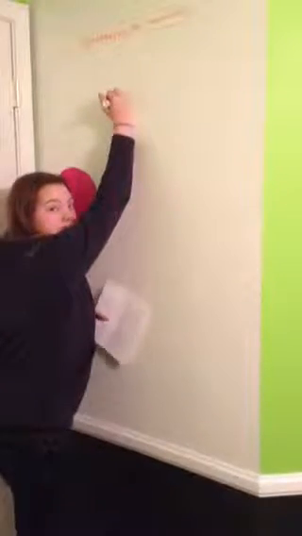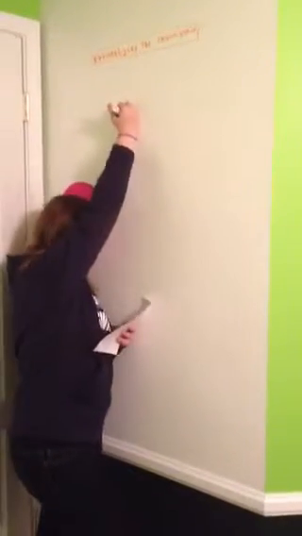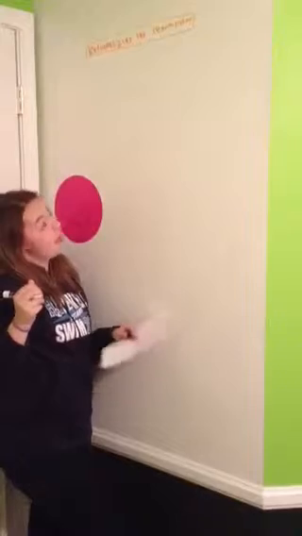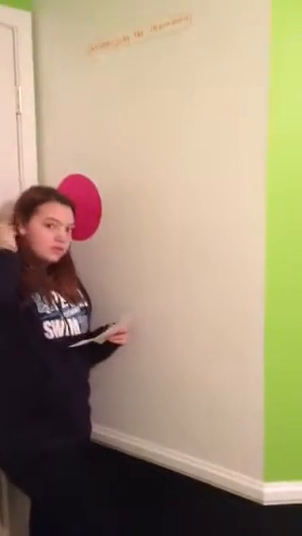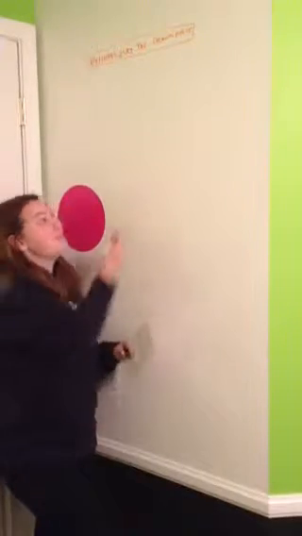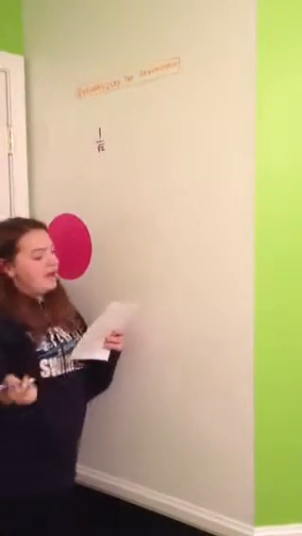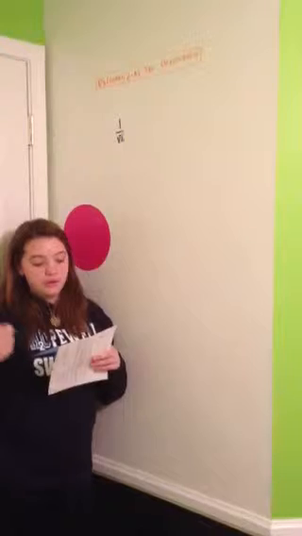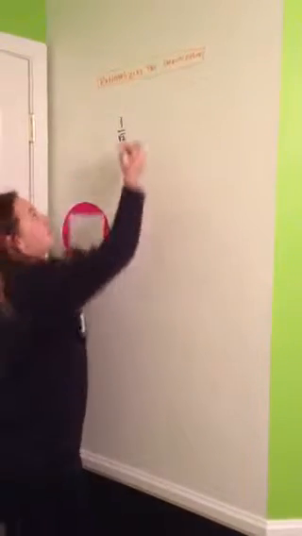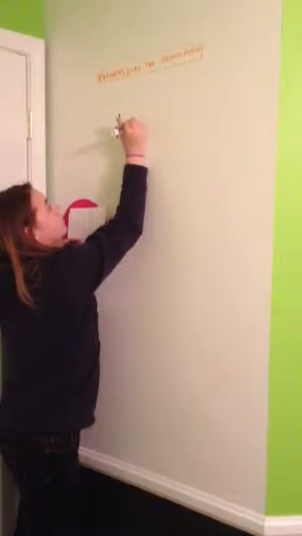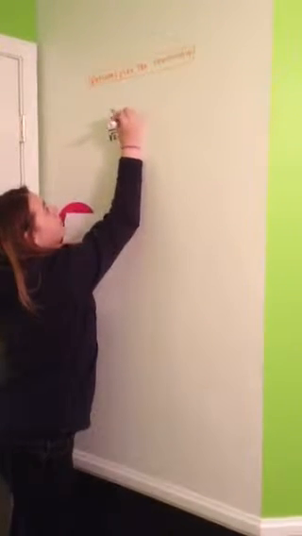Okay, so I'm going to teach you rationalizing the denominators. The first example I'm going to do is 1 over square root of 2. As you can see, the square root of 2 is not able to be broken down at all, so we're going to multiply it by itself. You're going to multiply by the square root of 2 on both sides.